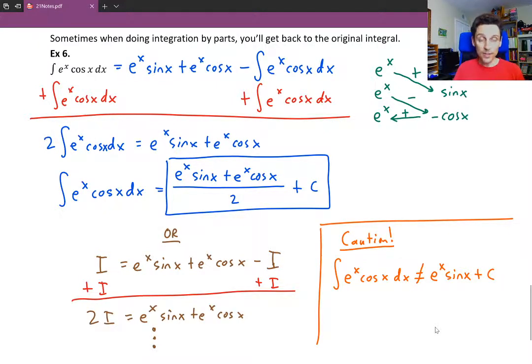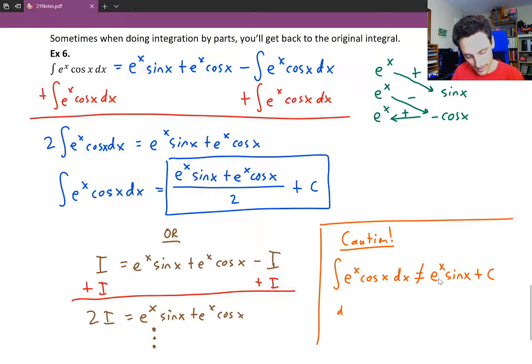But you can quickly realize why that's not going to work. It's not going to work because derivatives don't work that way. You can't take the derivative separately factor by factor. You have to use the product rule to take the derivative of the product of two functions. So if you were to turn around and check by taking the derivative of e to the x sine x, you wouldn't get e to the x cosine x. You can't individually take the derivative of e to the x and the derivative of sine x. Instead, you have to use the product rule, in which case you would end up getting two terms.